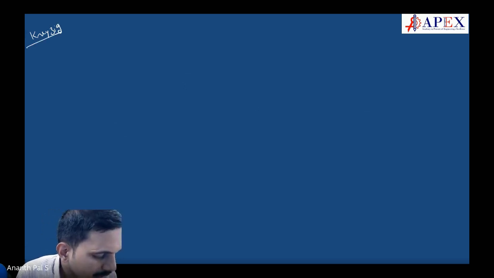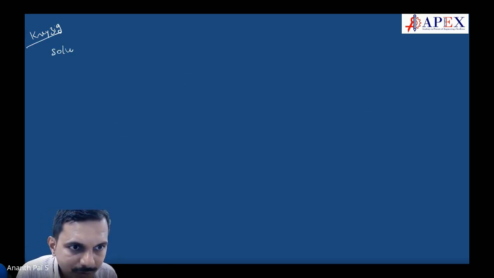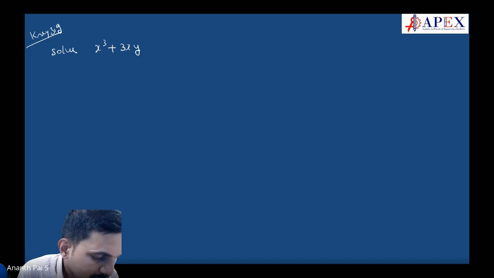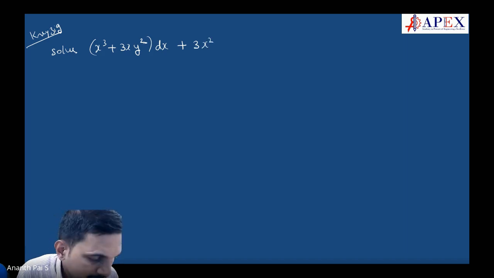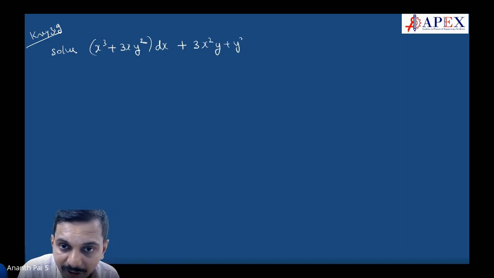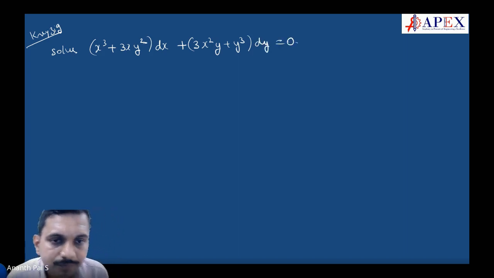Okay. Solve x cube plus 3xy square dx plus 3x square y plus y cube into dy is equal to 0. So how do you solve this?